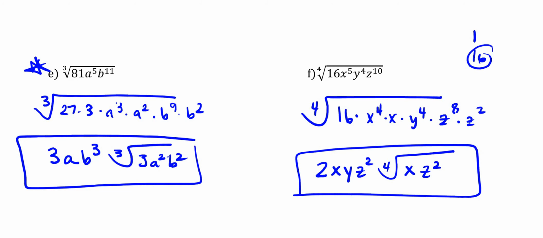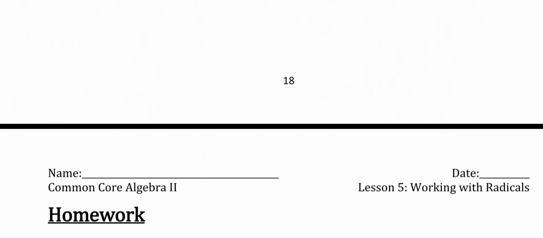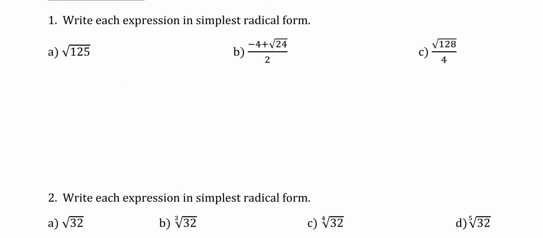Hopefully you're all good with those, and then you could try your homework questions. So for the homework questions, we had to first start by simplifying 125. Well, that breaks down to 25 and 5, which becomes 5 square root of 5.